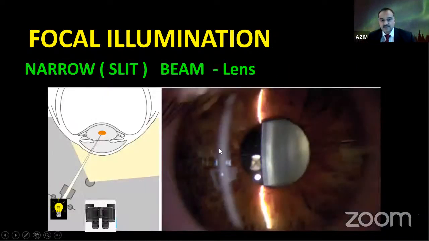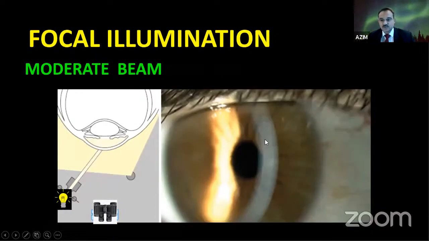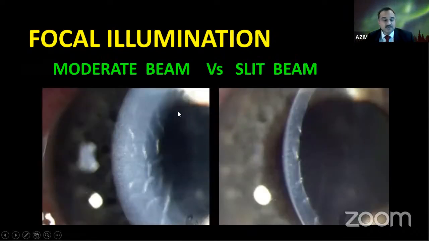See, again, the light is coming from here, the front of the lens, and the different layers of the lens you can see clearly. Sometimes you can go for a moderate beam, slightly broader. That will give more information for you. For example, if I use a moderate beam on the same condition, which is Descemet's membrane folds, a moderate beam gives the extent of the lesion, whereas the slit gives the depth of the lesion. You can see here, the light is coming from here. This is the front, this is the back. You can see the folds in the Descemet's here. So this is the difference.